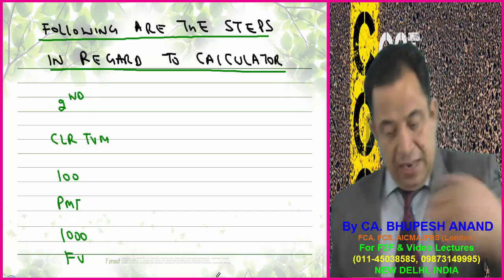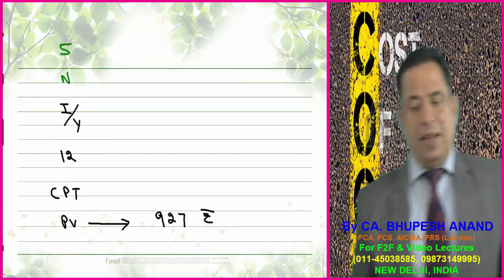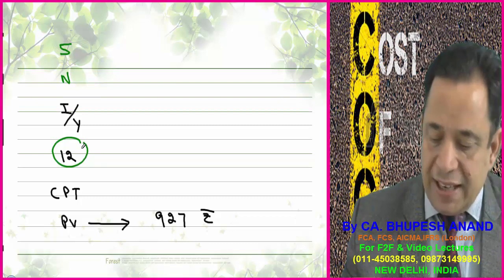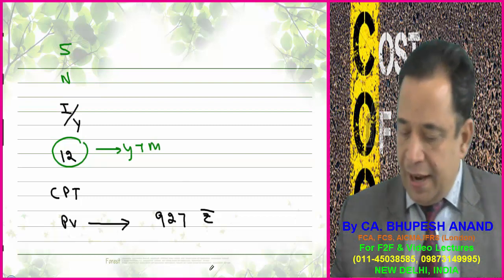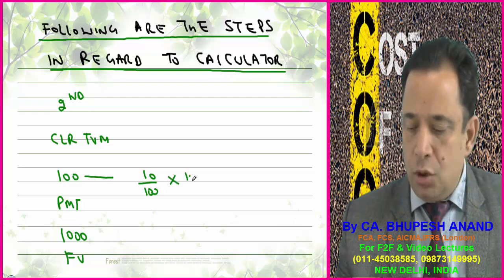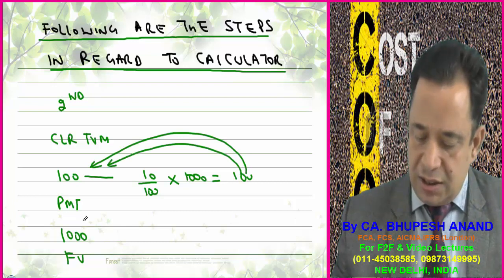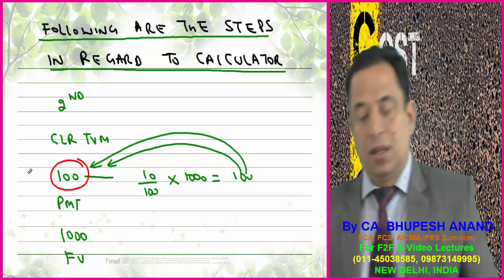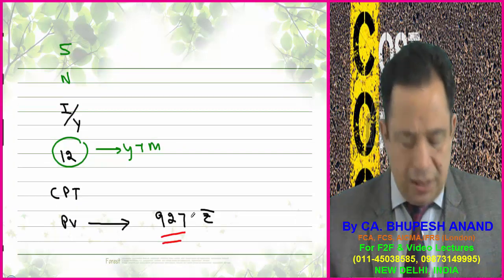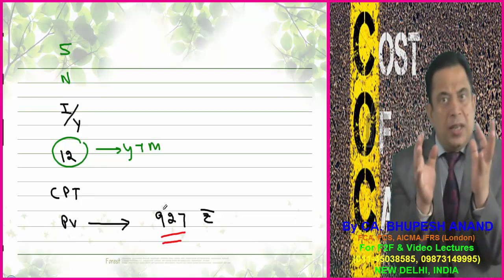Second clear TVM, 100 as my payment, equal payment, 1000 face value, 5 as N, interest Y, I have used 12%. This is YTM. And how I have calculated 100: coupon rate is 10%, face value is 1000. So that comes to 100. So this is coupon interest. And 927 rupees point something. So I have written 927 rupees. It means the value of this bond is 927 rupees.